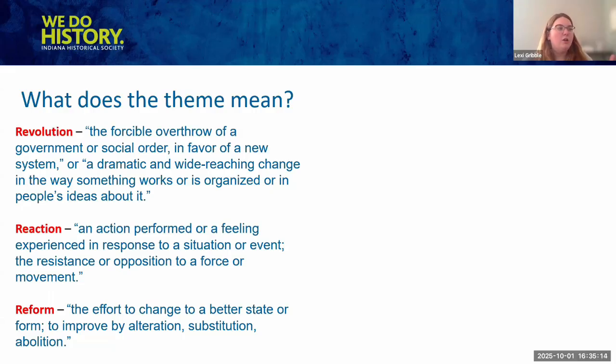Reaction would be an action performed or feeling experienced in response to a situation or event. So how people reacted to something in the past or how they experienced it. Reform is an effort to change something for the better. So by altering it, substituting it, or getting rid of it. So reform movements, but also reforming a particular business, something of that nature. So when you kind of look at them, they are interconnected.